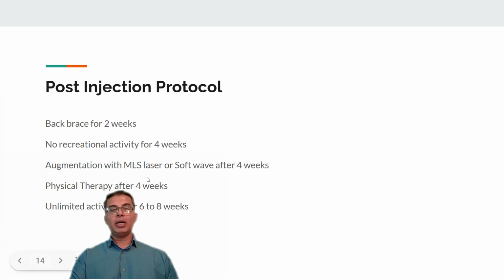Later on, I do augment these patients with either a laser or a soft wave after about 4 weeks. Physical therapy starts after about 4 weeks, and then by 6 to 8 weeks, they're pretty much having unlimited activity. They're going to ramp up to that.